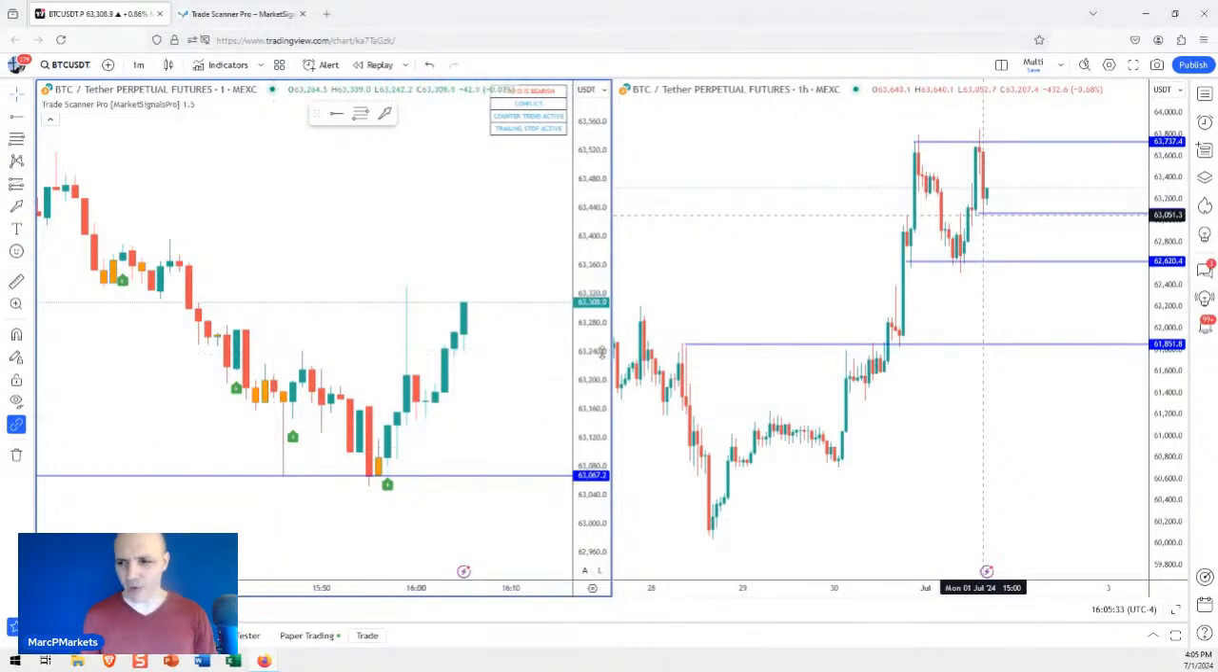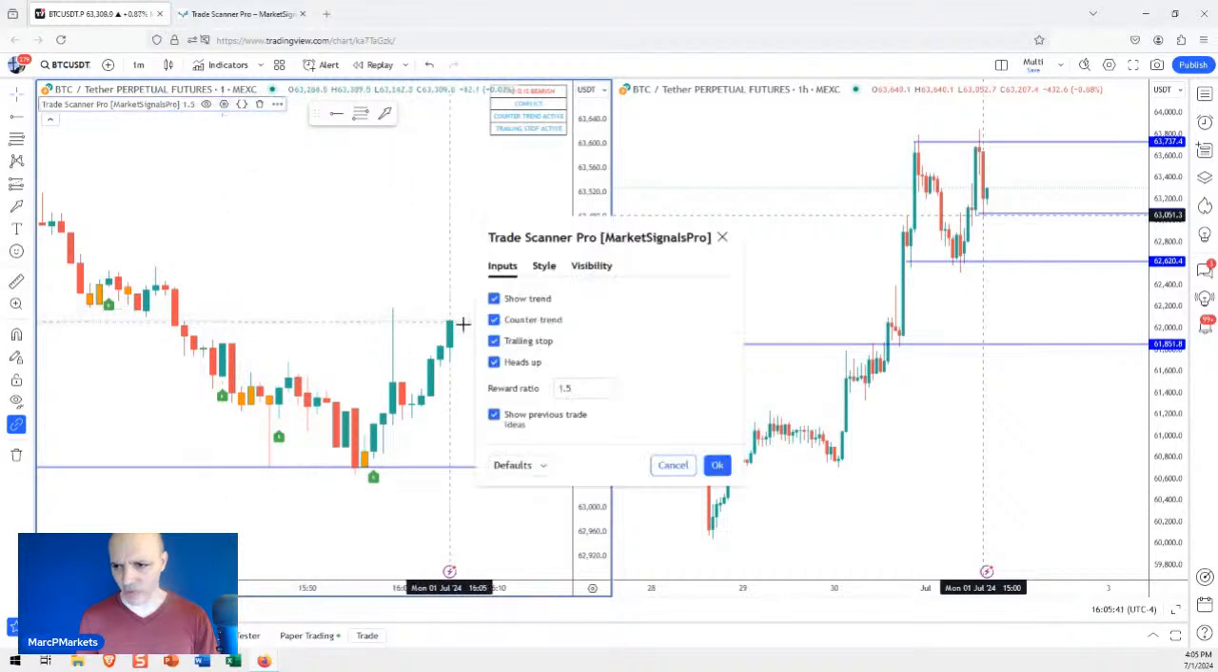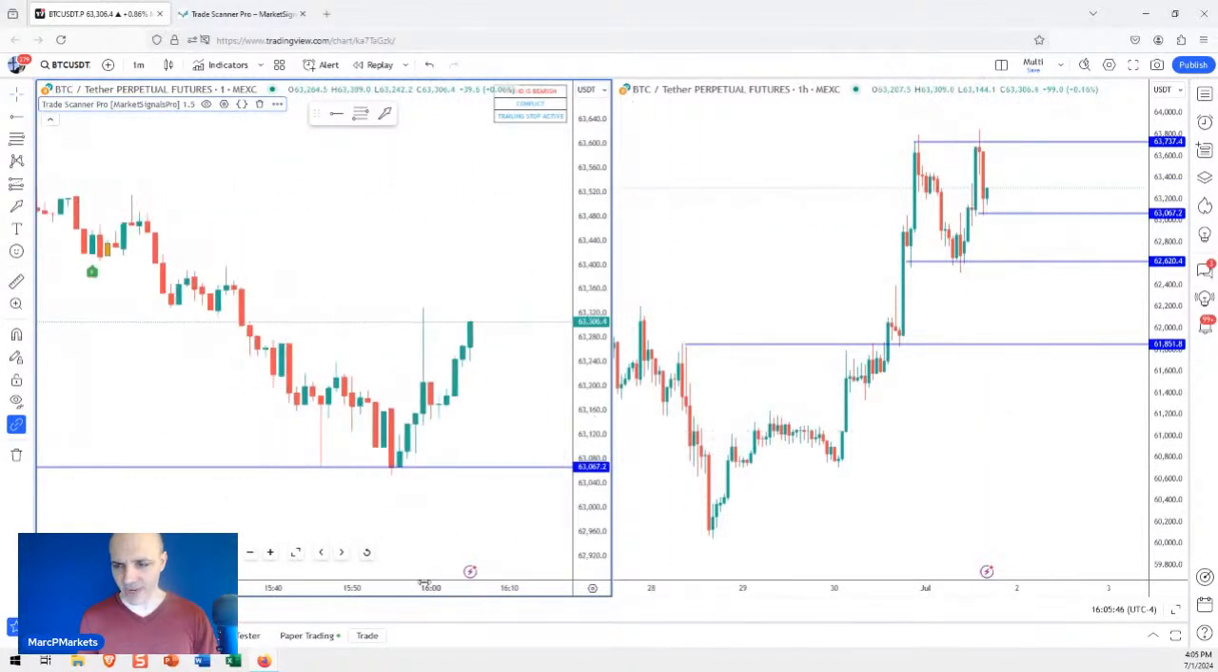All right, this thing is not cooperating. I'm not getting any signals here. Okay, so this is counter trend mode. Let's see if I'm going to go into trend mode. Like I said, you're going to be switching a lot. Now, one thing, we got nothing here either.